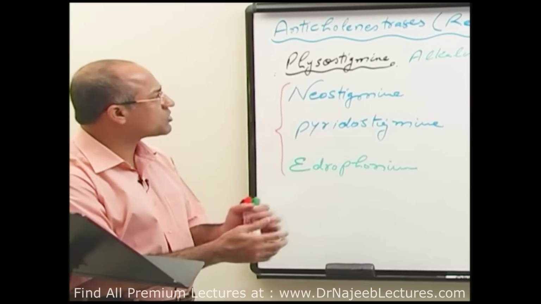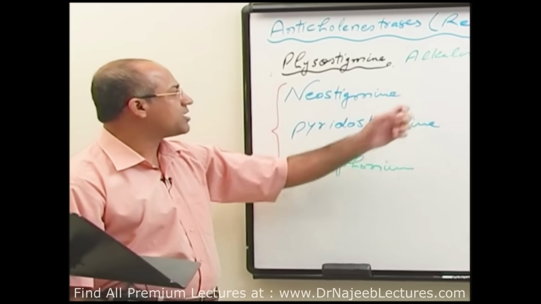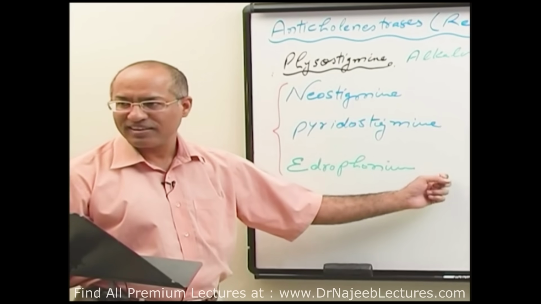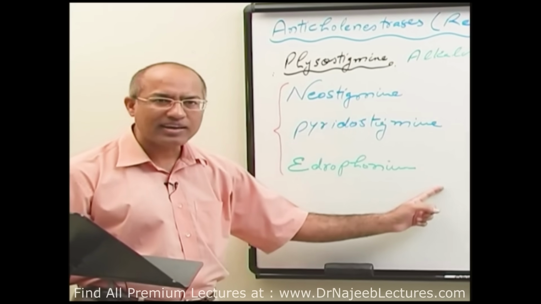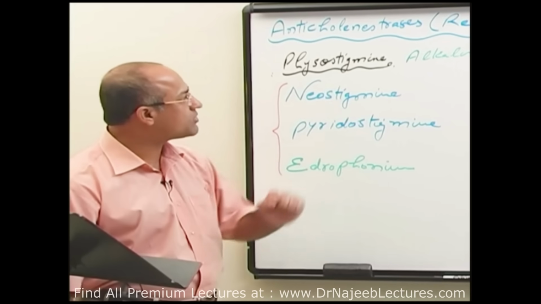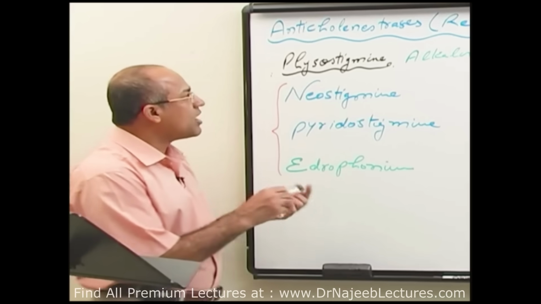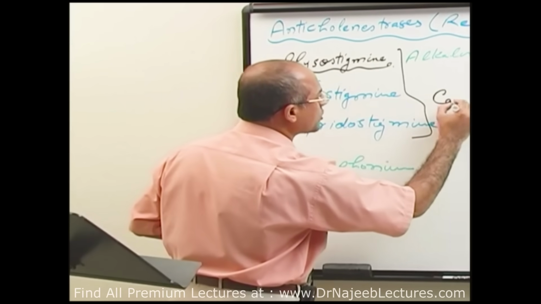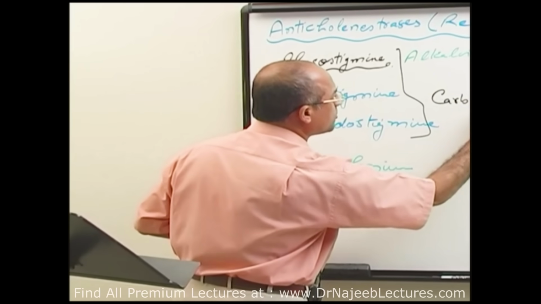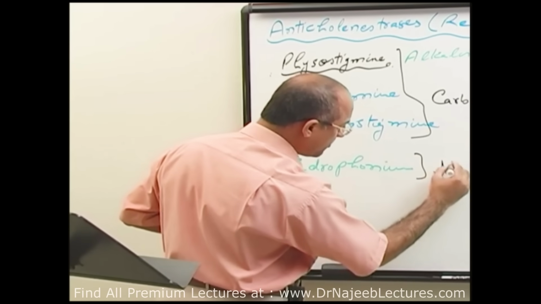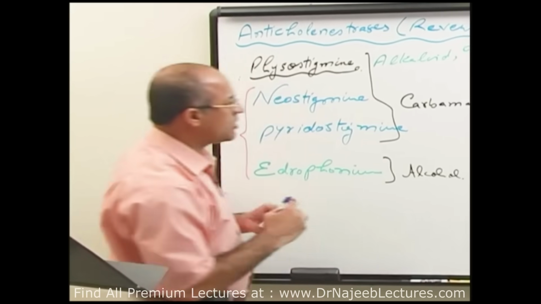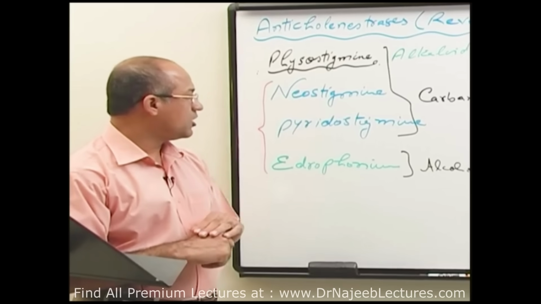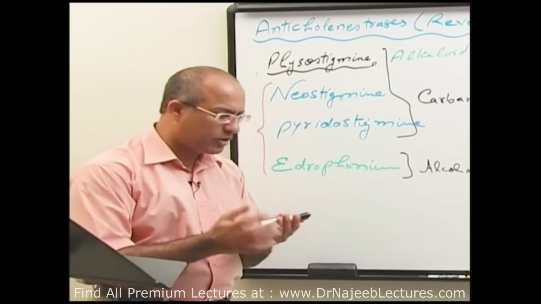Another thing which you are supposed to know is that this is an alkaloid, but these are synthetic drugs. This is derived from a plant, and these three are synthetic drugs. Another important difference is that the first three of these have a carbamate group in them, and this one has an alcohol group. Now you may be thinking why it is so important to know a little detail. Let me tell you why.